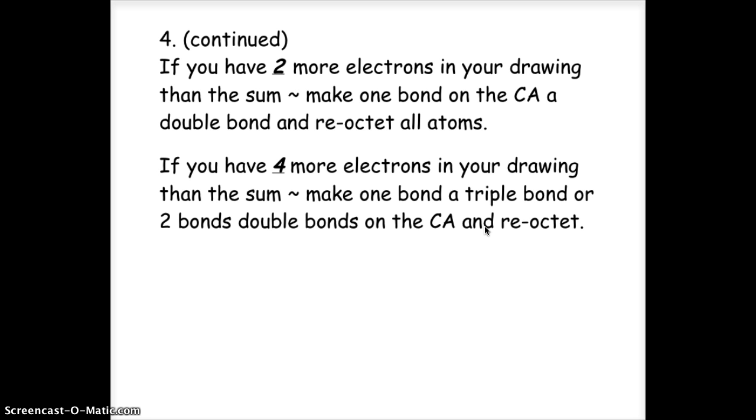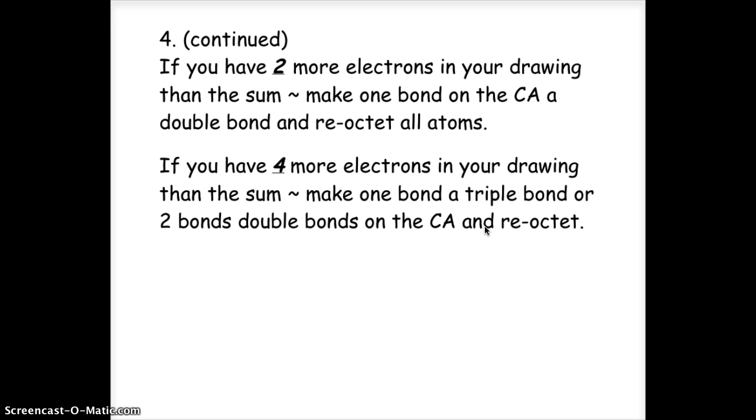Sometimes your picture doesn't work out right away. If that happens, this is what you need to remember. If you have 2 more electrons in your drawing than your original sum, you need to make a double bond on your central atom, and then remember to reoctet all of your atoms in your drawing.